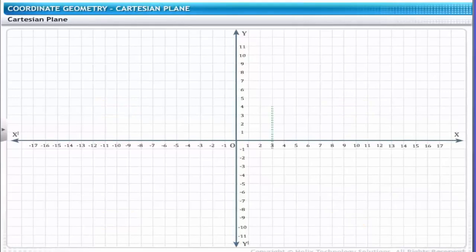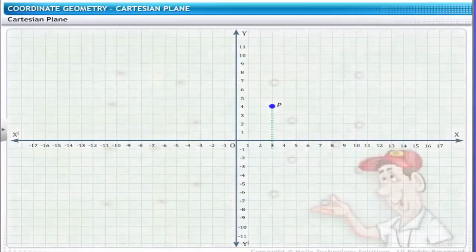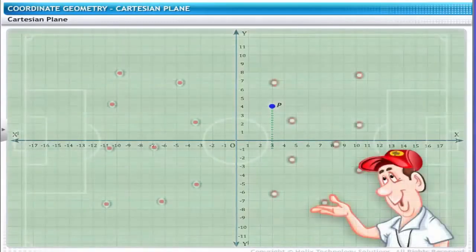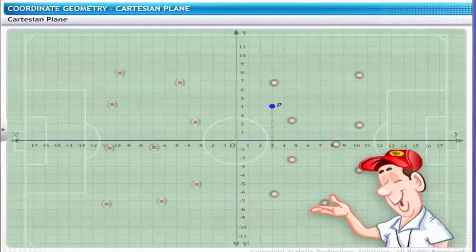Now, based on your knowledge of the Cartesian plane, can you identify the coordinates of the player P on the football field? Refer to the perpendicular lines drawn by the coach from point P on the X and Y axis. The lines meet the X-axis at 3 and the Y-axis at 4. Therefore, the position of the player P is at (3, 4), which lies in quadrant 1.